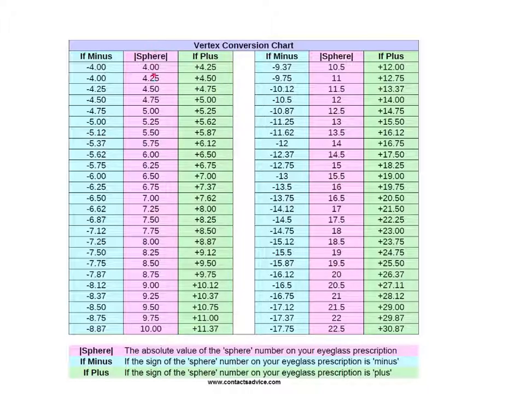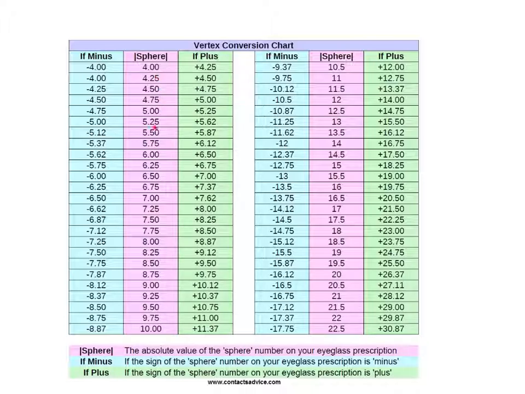So here's your eyeglass prescription. Let's say you do refraction and you get a minus 5. Then the contact lens prescription is a minus 4.75. If you do refraction and get a plus 5, then the contact lens prescription is a plus 5.25. It's less minus, more plus. Always less minus, more plus.